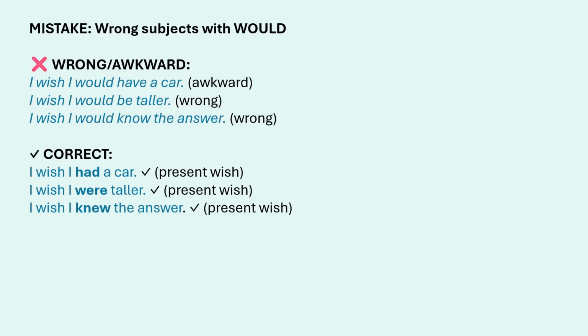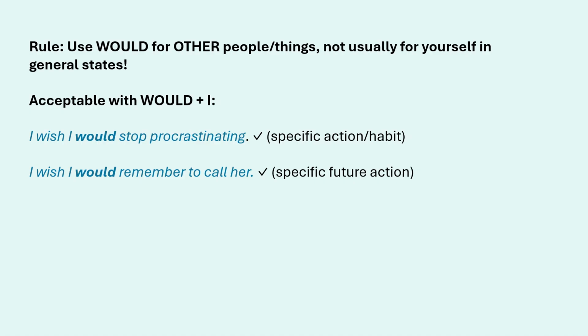Mistake: wrong subjects with would. Wrong, awkward: I wish I would have a car. Awkward: I wish I would be taller. Wrong: I wish I would know the answer. Correct: I wish I had a car. Present wish. I wish I were taller. Present wish. I wish I knew the answer. Present wish. Rule: use would for other people and things, not usually for yourself in general states.